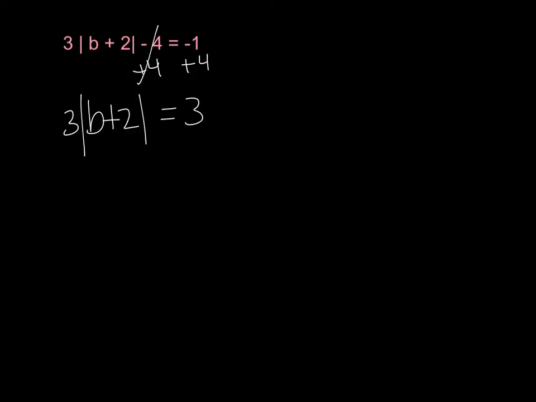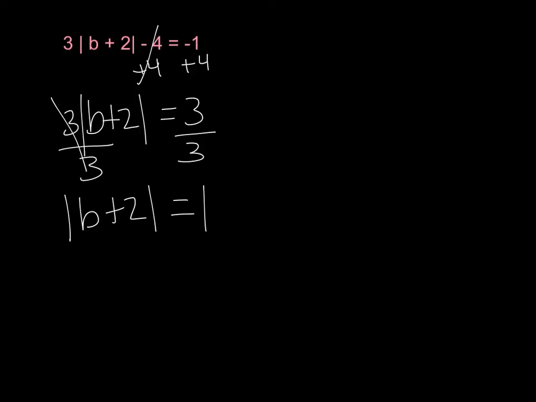And then this 3 is being multiplied by the absolute value of b plus 2, so I can divide the 3 out. And by doing those 2 steps, I've isolated the absolute value of b plus 2 to the left side, and it's equal to a constant of 1. Now that I have the absolute value isolated, I can go through the previous steps to split this into 2 equations. So I have b plus 2 equaling the positive 1 and b plus 2 equaling the negative 1, and I will solve both of those.